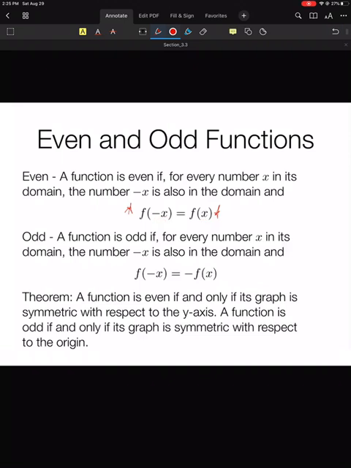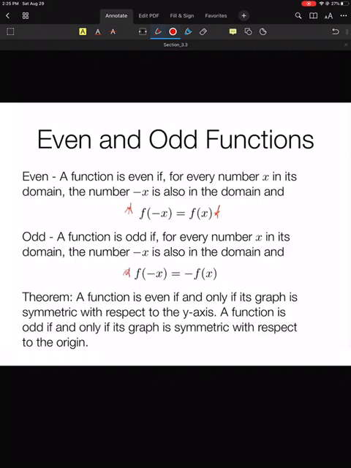An odd function is a function, a function is an odd function, I do that every time, if for every number x in its domain, the number negative x is also in the domain. Again, important, but not really what we're going to focus on here. And f of negative x is equal to negative of f of x.